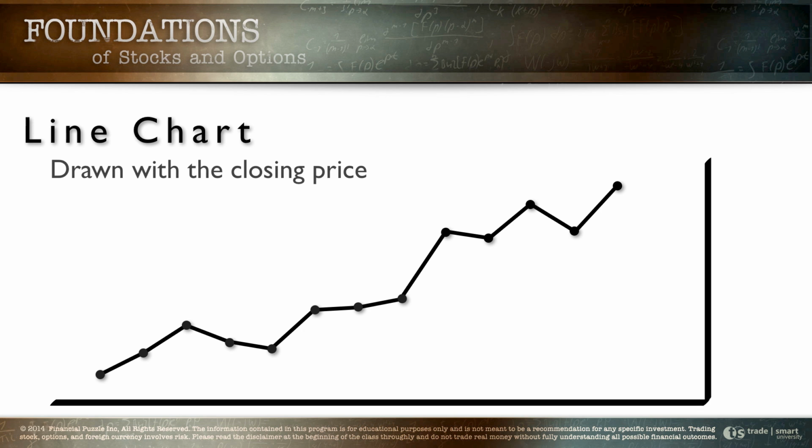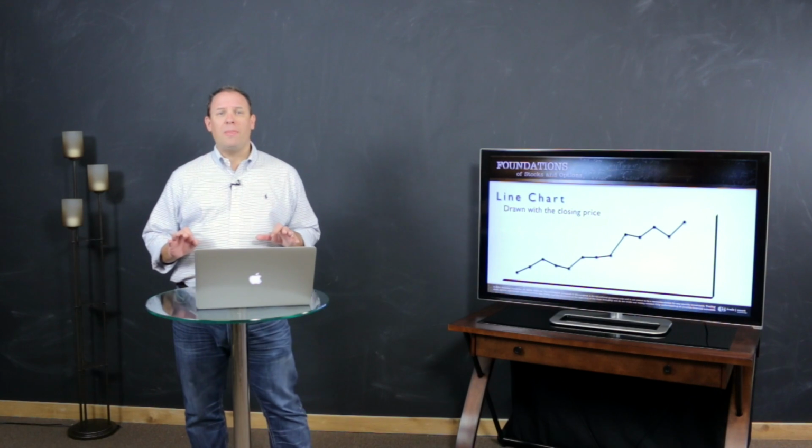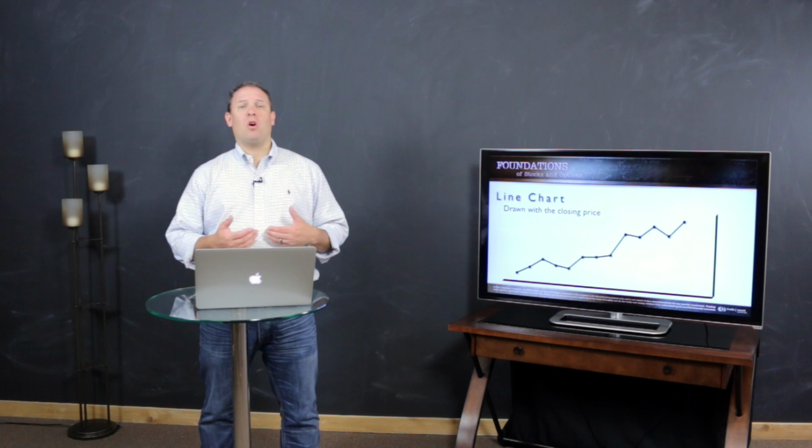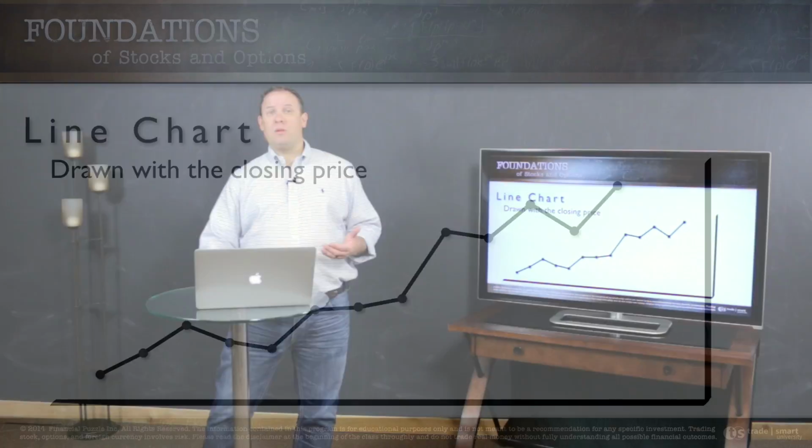The line chart, of course, is the most basic. It's just going to take the closing price of the day and draw the line connecting each of those. It's going to be a nice, clean chart that gives us some really good benefits for some things, but it's not giving us all the information that we need in terms of the open, the high, the low, and the close. So that's where the bar chart comes in.